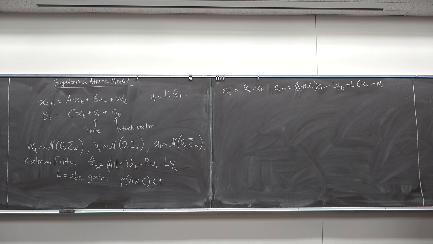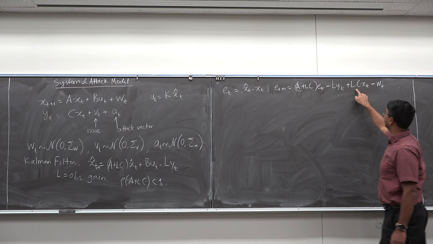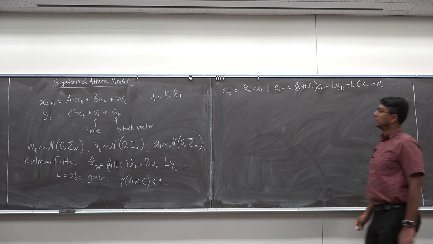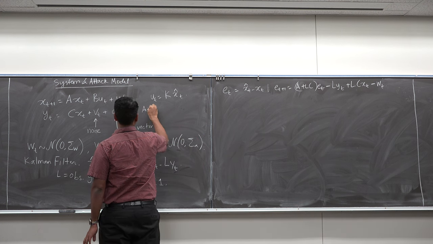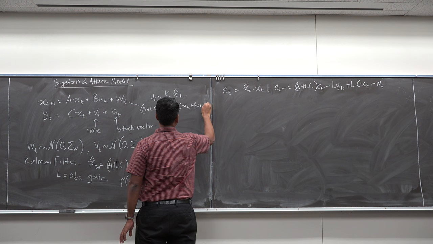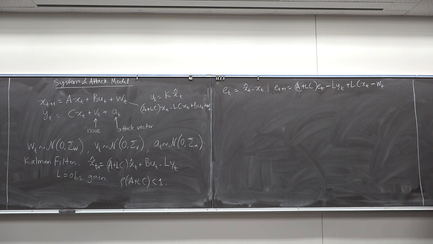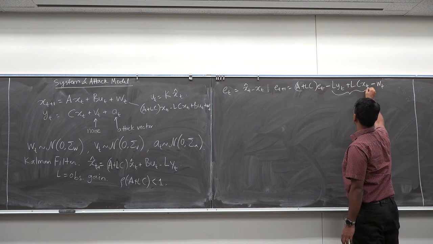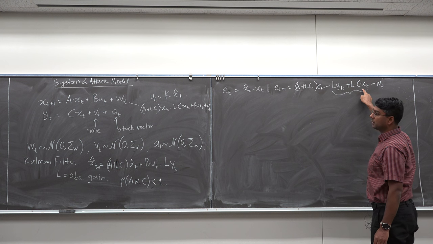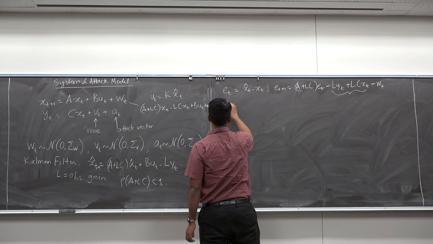Did I make any mistake? So I have added a plus LC, minus LC x_t here, and then I added the plus LC x_t here. So that's the only change I have made. So you can think of this as (A plus LC) x_t minus LC x_t plus B u_t plus w_t. If you think of it as that, then you get this expression. Let's look at this particular expression. So this is y_t minus C x_t. If I take minus L out, this is y_t minus C x_t. What is y_t minus C x_t? It's v_t plus a_t. This way, I get e_{t+1}.